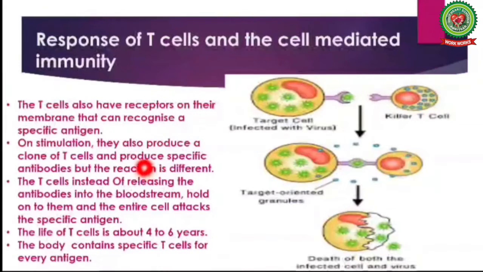Next is response of T cells and the cell-mediated immunity. The T cells also have receptors on their membrane that can recognize a specific antigen. On stimulation, they also produce a clone of T cells, but the reaction is different. The T cells, instead of releasing the antibodies into the bloodstream, hold on to them and the entire cell attacks the specific antigen. The life of T cells is about 4 to 6 years. The body contains specific T cells for every antigen.